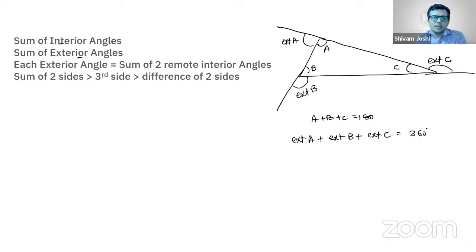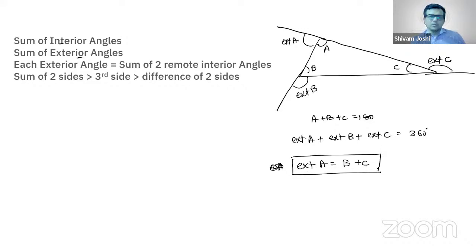Each exterior angle is equal to the sum of two remote interior angles. So this can be written as, for example, exterior A can be written as the sum of the other two interior angles, which means exterior A is equal to B plus C interior, right? You can also say that exterior B is equal to A plus C and exterior C is equal to A plus B, right? In general, any exterior angle is equal to the sum of the other two interior angles, right?